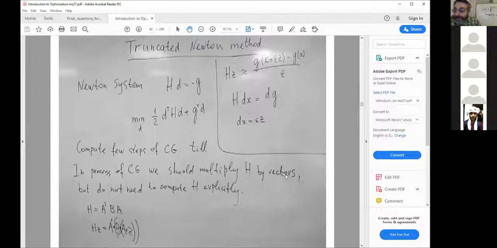If you don't know which method to use in very large scale optimization, use the LBFGS, limited memory BFGS, as the first choice. And maybe truncated Newton for special situations.